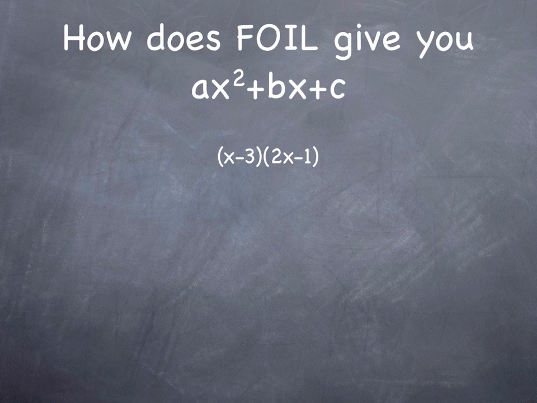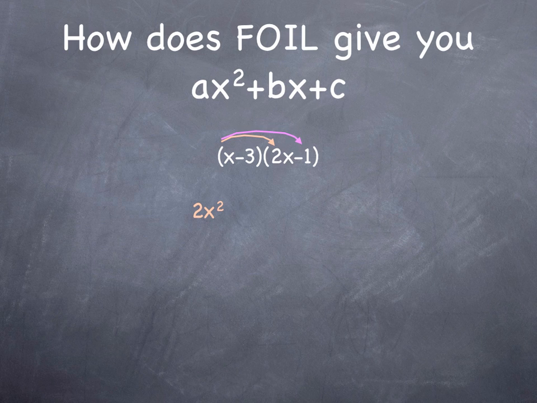First of all, let's back up a little bit and see how FOIL, a way that we multiply together two binomials, can result in an expression that looks like ax squared plus bx plus c. Here I've shown two binomials, x minus 3 and 2x minus 1. If we multiply them together using FOIL, or using a table, here's what it would look like. X times 2x would give us 2x squared. In this case, 2, the coefficient in front of the x squared term, is the a in the general pattern above.